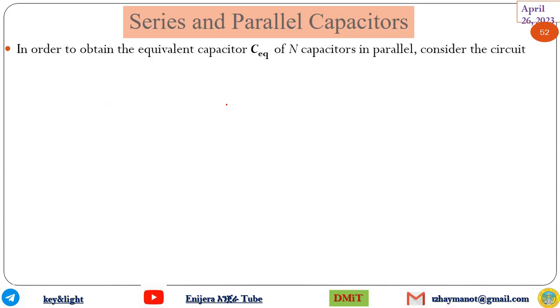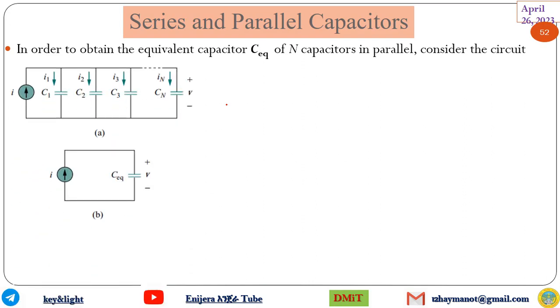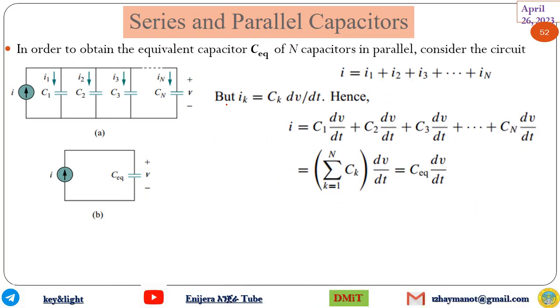In order to obtain the equivalent capacitance of n capacitors in parallel, we use Kirchhoff's current law. The current entering the node is equal to the current leaving the node. I is equal to I1 plus I2 plus I3 plus IN, which are connected in parallel. Therefore, the current I is equal to C times the derivative of the voltage. Then the equivalent capacitance in parallel connection is equal to the sum of the individuals.